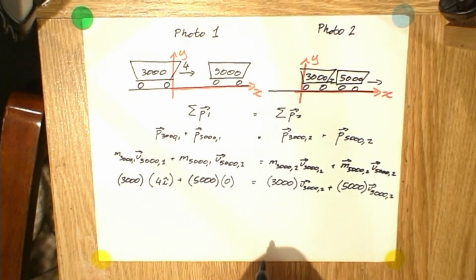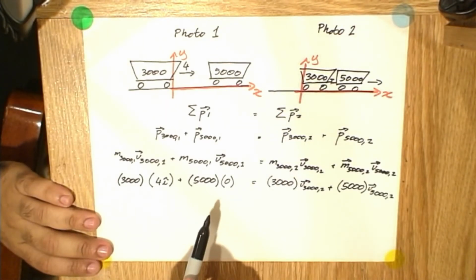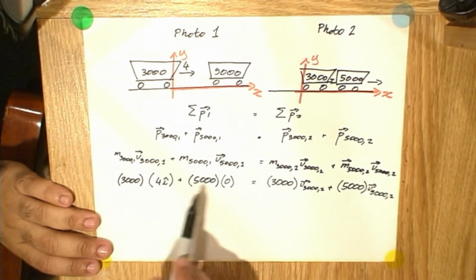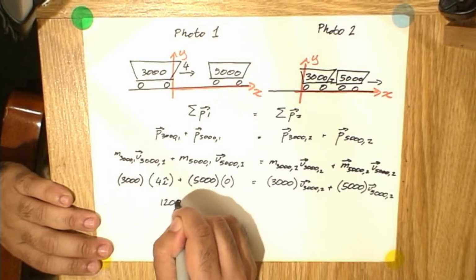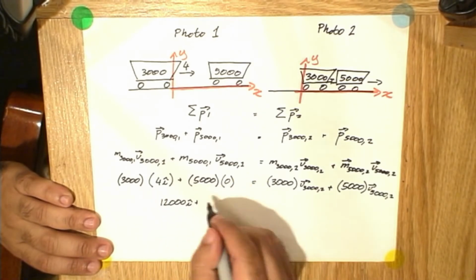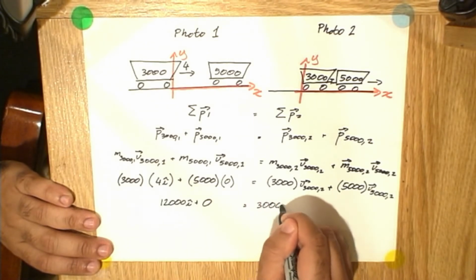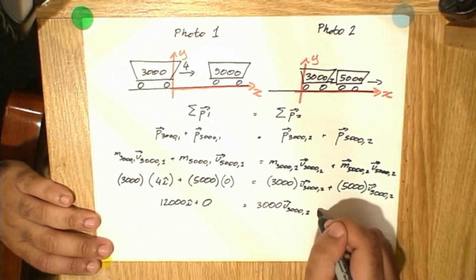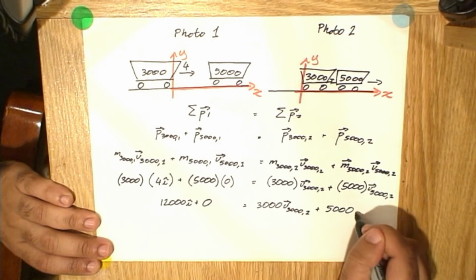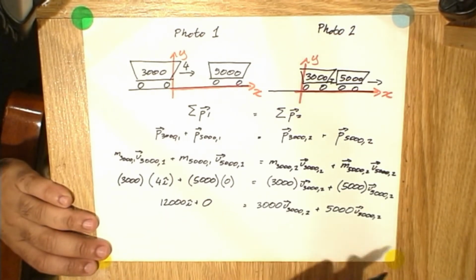Now, there are a couple of simplifications that I can make here. Let's start by simplifying this entire left side. 3,000 times 4 gives me 12,000, so this now becomes 12,000 I hat plus 5,000 times 0 is, of course, 0, is all equal to 3,000 times the velocity of the 3,000 object at photo 2 plus 5,000 times the velocity of the 5,000 object at photo 2. So that's our first simplification. Obviously, this left side will just become 12,000 I hat.